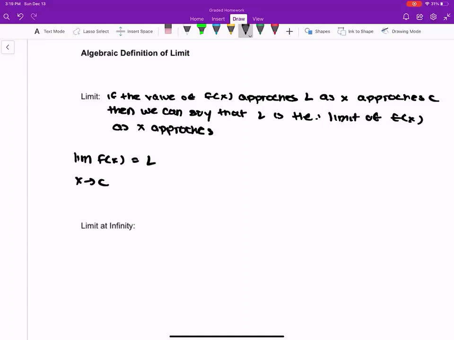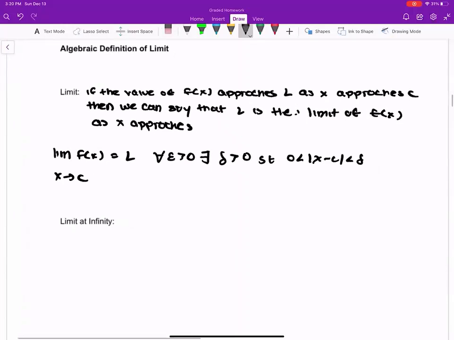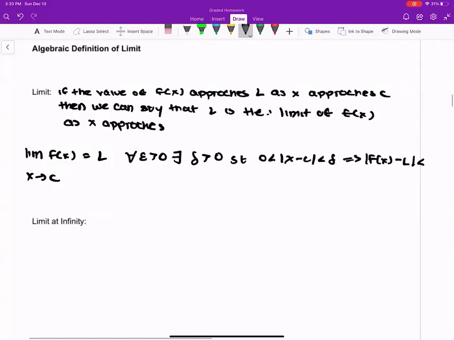Now, if you were to write this as a delta epsilon, you would write for all epsilon greater than 0, there exists a delta that is also greater than 0, such that if the absolute value of x minus C, whoops, that should be a C, less than delta, implies f of x subtract L is less than epsilon.